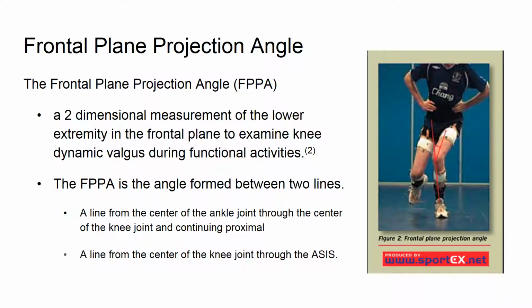The frontal plane projection angle is a two-dimensional measure of the lower extremity in the frontal plane, and it's used to examine dynamic knee valgus during functional activities. The frontal plane projection angle, or FPPA as I'll call it from here on out, is the angle formed between two lines. A line that runs from the center of the ankle joint through the center of the patella and continuing proximal, and a line that's from the center of the patella through the ASIS.